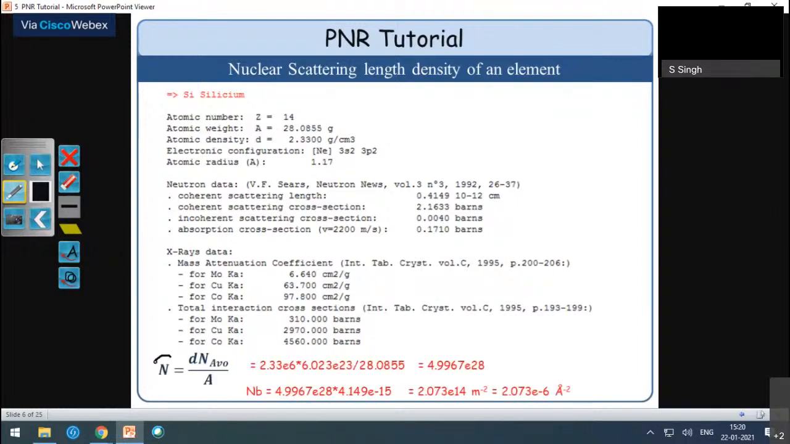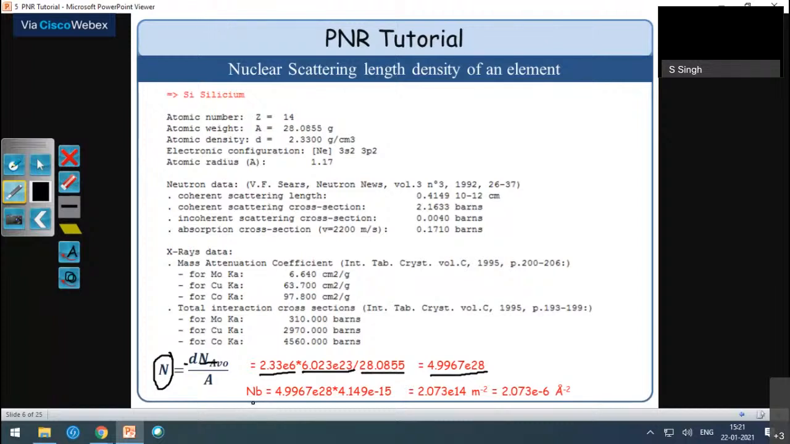So first we calculate n, the number density. It is density times Avogadro number divided by A, and we have to take care of the units. Density is 2.33 gram per centimeter cube, but in our calculations it depends on which software you are using. If you want angstrom inverse, in my software I give the scattering length density in angstrom inverse. So we have converted this density into gram per meter cube, 2.33 × 10^6, then 6.023 × 10^23 is Avogadro number, and then this is the atomic weight, and it comes out 4.99 × 10^28. Okay, this is the number density per meter cube.